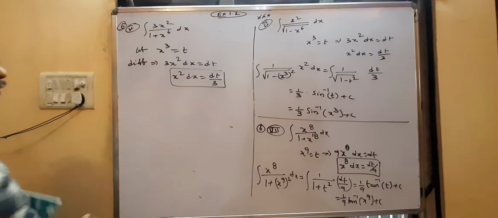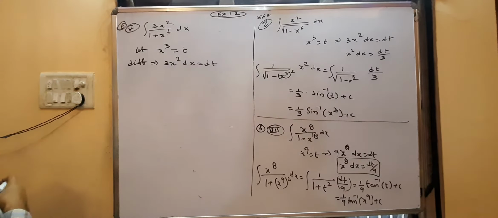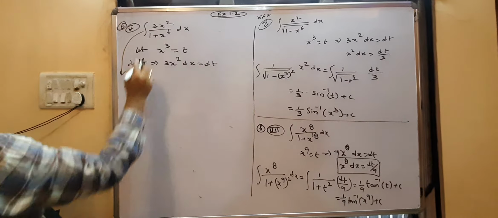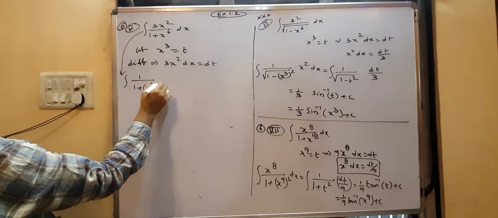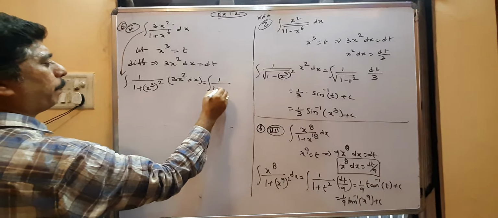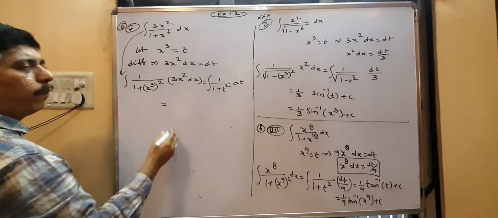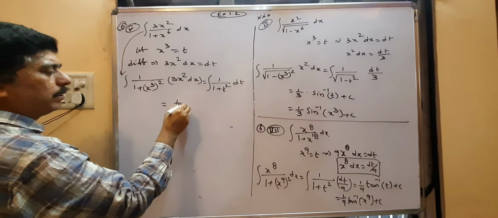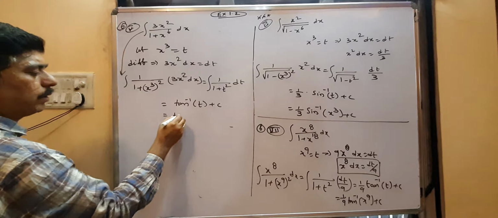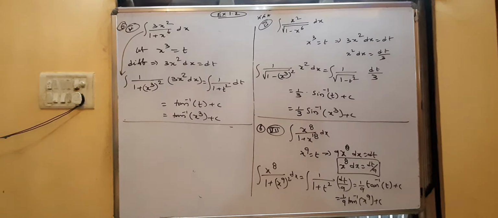Otherwise, the numerator has 3x square dx only. So directly you can substitute in place of 3x square dx. Not necessary to find x square dx. So this can be done as 1 by 1 plus x power 6. I will write x cube whole square, 3x square dx. So this is 1 by 1 plus t square. 3x square dx is dt here. Integral 1 by 1 plus x square is tan inverse x. So tan inverse of t plus c. What is the value of t? x cube. That is tan inverse of x cube plus c. Copy it.